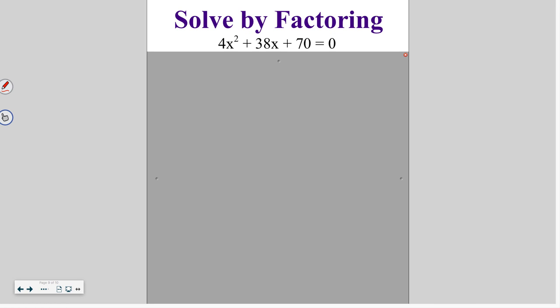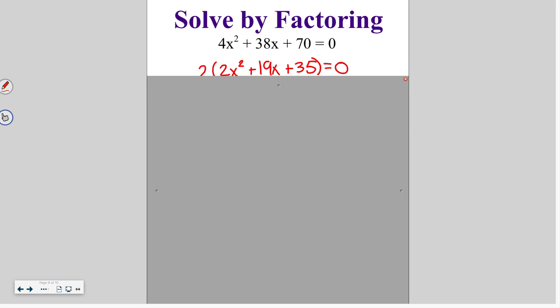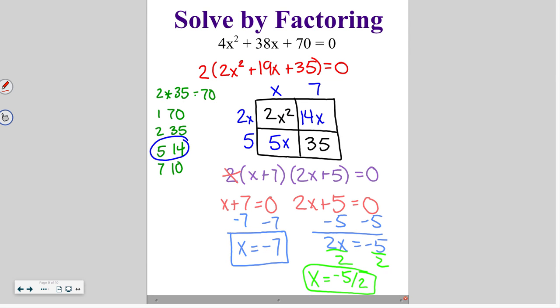Go ahead and try this one on your own, remembering to check for a GCF first. So we pull out that GCF of 2. After we multiply, we're looking for the factors of 70. The ones that add up to 19 are 14x and 5x. Then you're going to go ahead and deal with those factor pairs in solving.